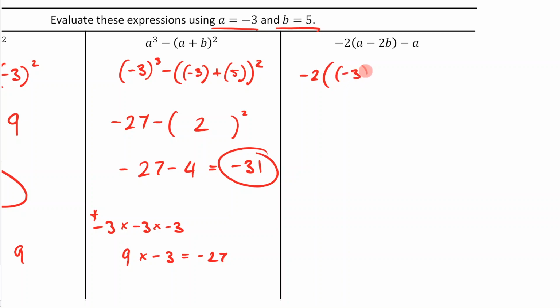Negative 3 like that. Then minus 2. Then I've got B, which is 5. And then I have to close the brackets. Then I've got minus, then A, which is negative 3. So you got to be really careful with the brackets here. It's always safe. Do you see how I've just put this negative 3 in brackets there?